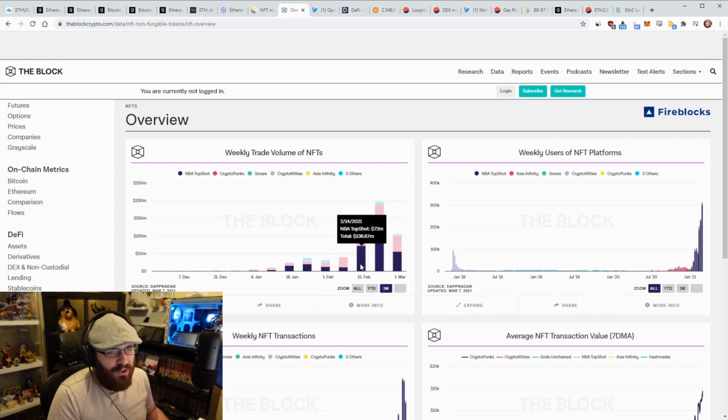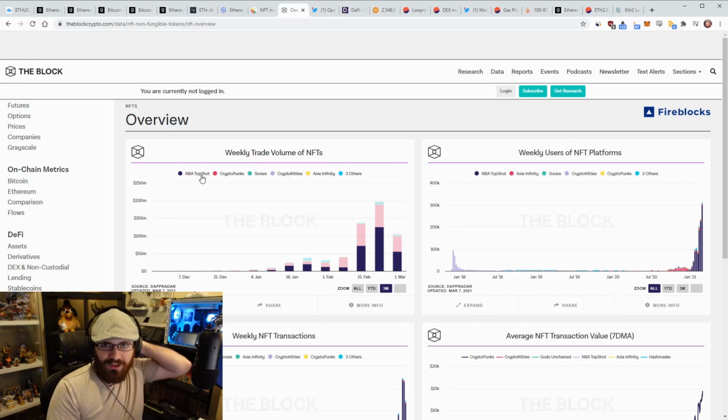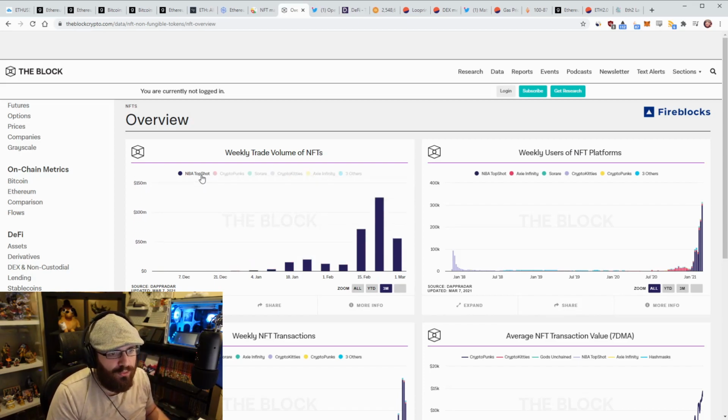This might be controversial, but I don't consider NBA Top Shot to really be an NFT. It's a centralized thing where you have to KYC and everything. To me, NBA Top Shot is more of a digital collectible rather than an NFT, so I wouldn't count it here. If we remove it and just look at the rest, you can see that the growth is still amazing. And a lot of it was actually CryptoPunks, which is quite funny.